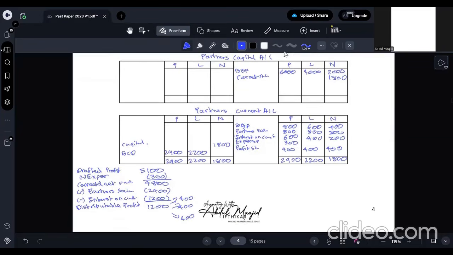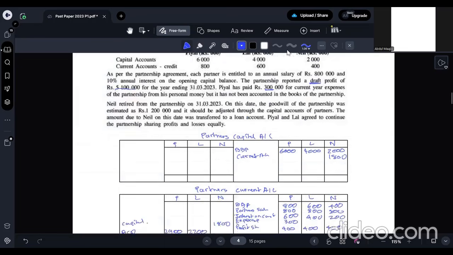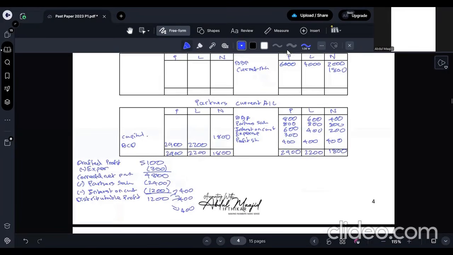Now, how did I get the corrected net profit? You mean this one, right? Why did I deduct 300 here? PL has paid the expense of the business from his personal money that has not been recorded. They have not recorded a particular expense of 300. So you have to deduct that expense of 300 from the wrong profit they have calculated, right? So wrong profit they have calculated is 5,100,000. From that, if you deduct the expense of 300, you get the corrected profit as 4,800,000. Did you understand that? That was a doubt, no?